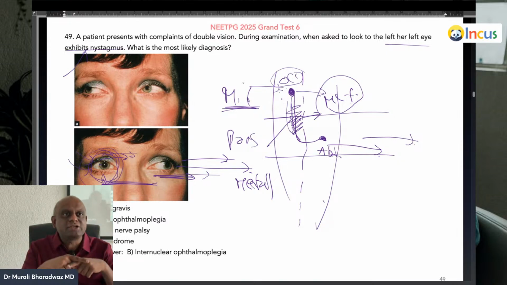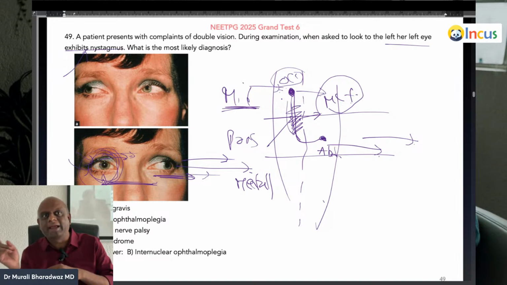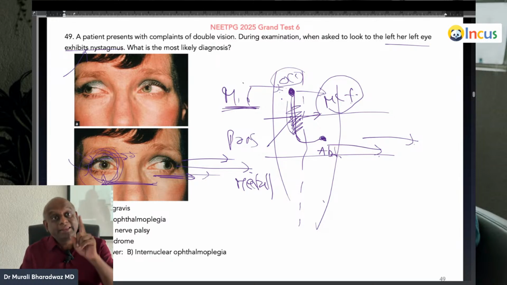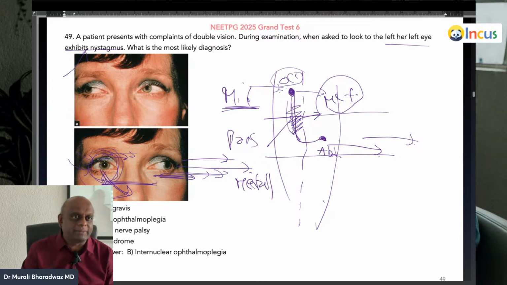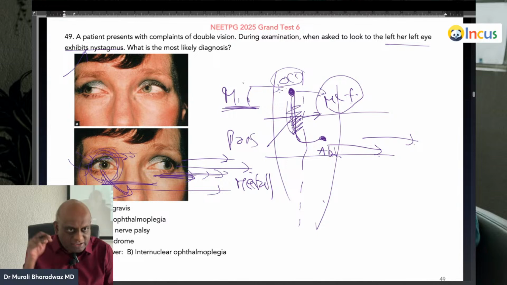Then if convergence is not there, when you are looking at an object also it remains lagging, and when conjugate gaze is happening also it is unable to adduct, then that is oculomotor palsy. If oculomotor palsy, then during convergence it won't adduct, and during lateral gaze of the other eye also it won't adduct. Then that is an oculomotor nerve problem. But here only during conjugate gaze of the opposite eye is there adductor lag, while convergence is happening normally. Then that is the MLF problem.